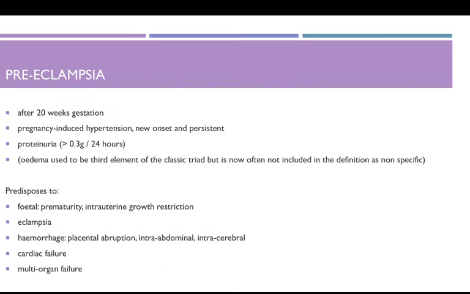Preeclampsia predisposes to fetal prematurity and intrauterine growth restriction. It predisposes to eclampsia, which is tonic-clonic seizures in the mother, which has a really high morbidity. It predisposes to hemorrhage, so placental abruption and intra-abdominal and intracerebral hemorrhage in the mother. And it also predisposes to cardiac failure and multi-organ failure.